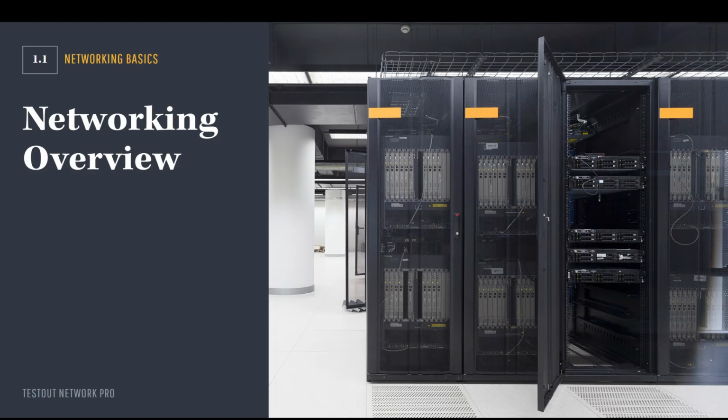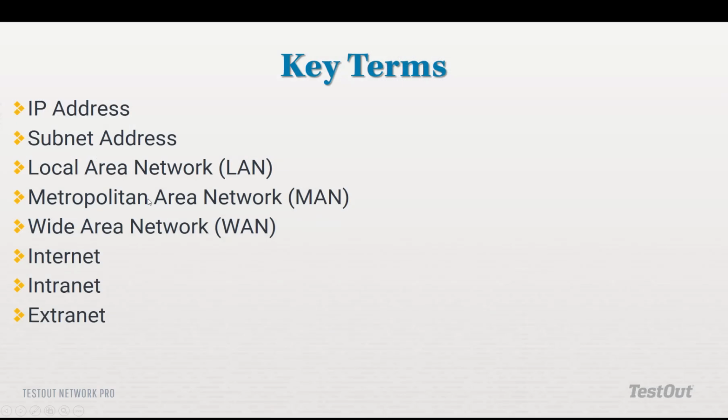All of these and a lot more detail are going to be found in the videos that are in chapter 1 of TestOut. So let's go right into it. And we're in the networking overview. So these are the things that you're going to learn: IP address, subnet address, local area network, LAN, which you're probably already familiar with, metropolitan area network, MAN, wide area network, WAN, internet, intranet, and extranet.